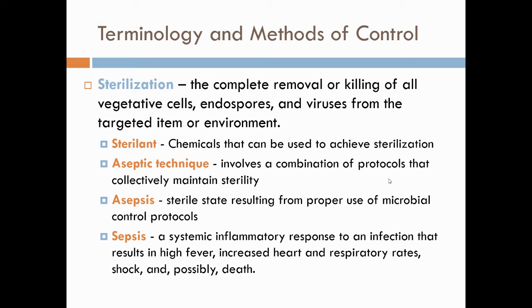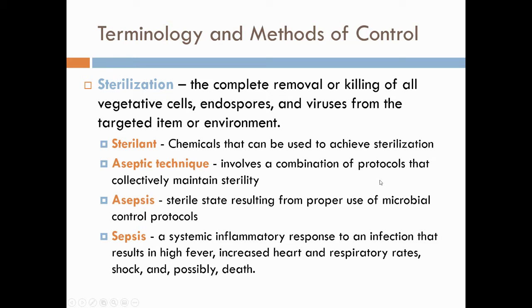When we talk about sterilization, we're talking about the complete removal or killing of all the vegetative cells, the endospores, and viruses from the targeted item or environment. So sterilization is our most stringent. We are removing everything, including endospores. A sterilant is a chemical that can be used to achieve sterilization.